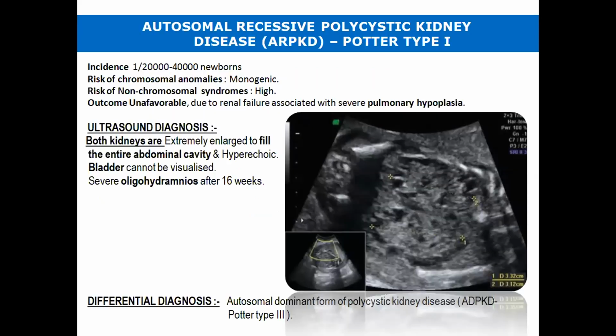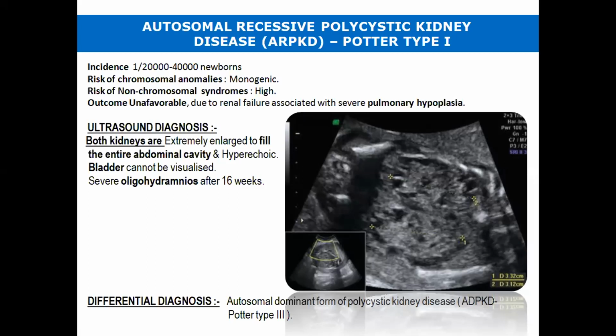The autosomal recessive polycystic kidney is Potter type 1. On ultrasound, you get kidneys extremely enlarged to fill the entire abdomen, hyperechoic, and the bladder is not seen, with severe oligohydramnios after 16 weeks. The outcome is not favorable due to renal failure, and you get pulmonary hypoplasia and the Potter sequence, where you're getting renal failure, fetal facies, and deformities of the limbs. So this is an autosomal recessive polycystic kidney.